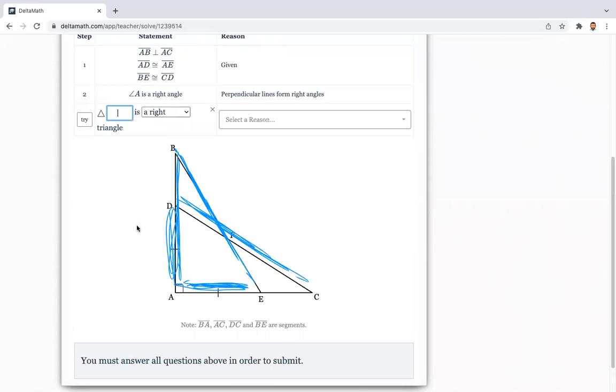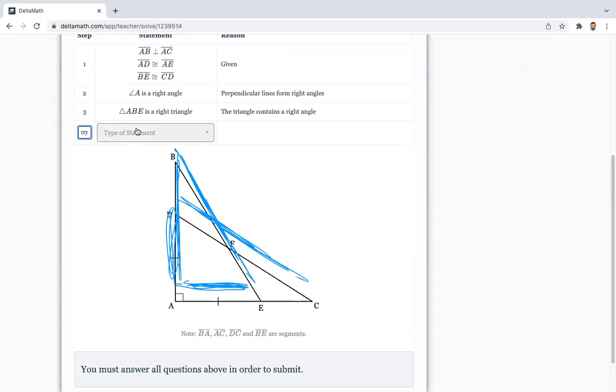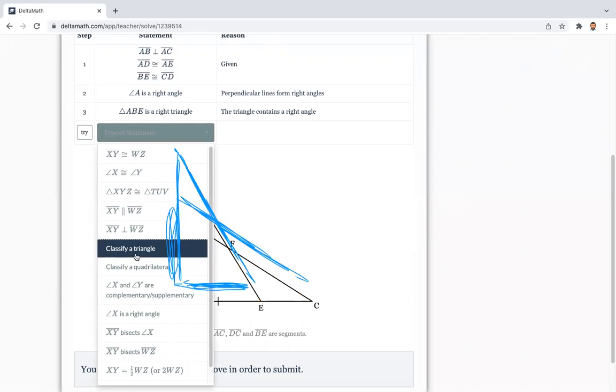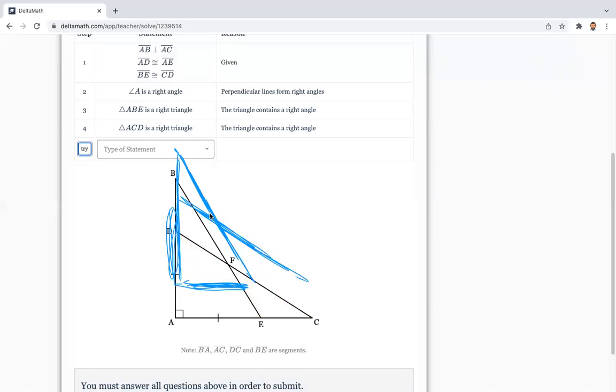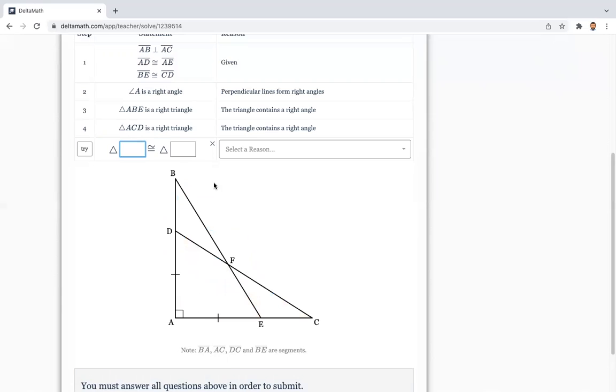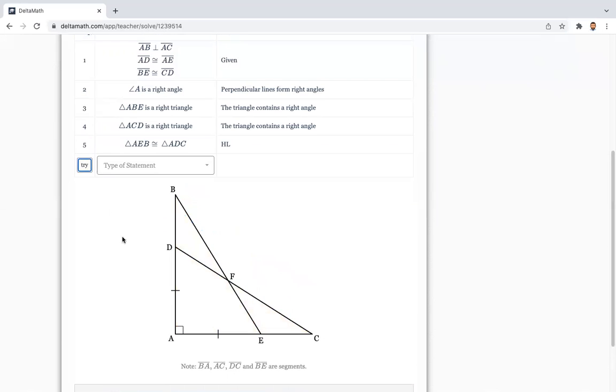They probably want to classify the triangles. Delta Math is a little extra sometimes. Triangle contains a right angle, so naturally it is a right triangle. Okay, now that I classify my triangles, I am able to use HL, so I can state that AEB is congruent to triangle ADC. And so we will call that hypotenuse leg.